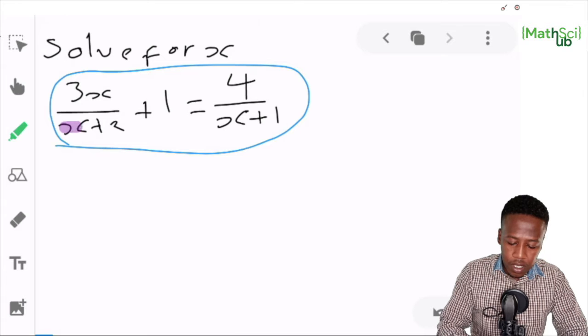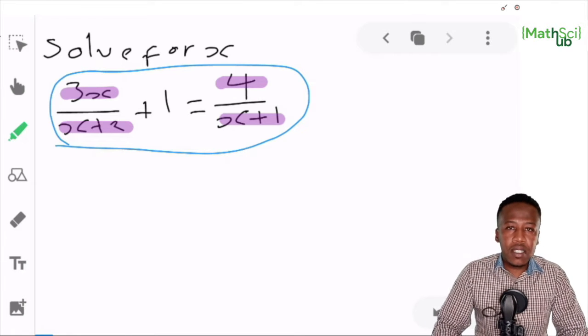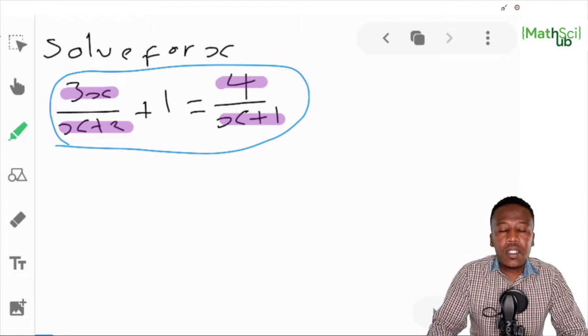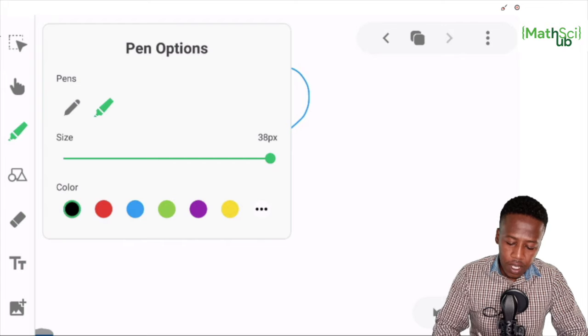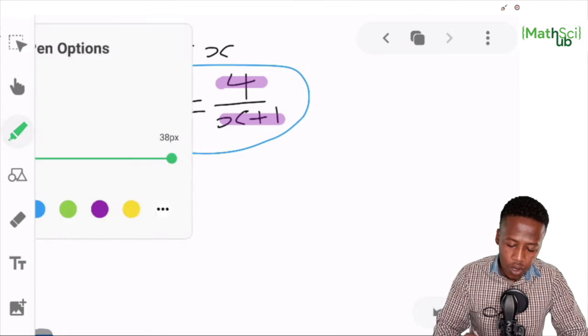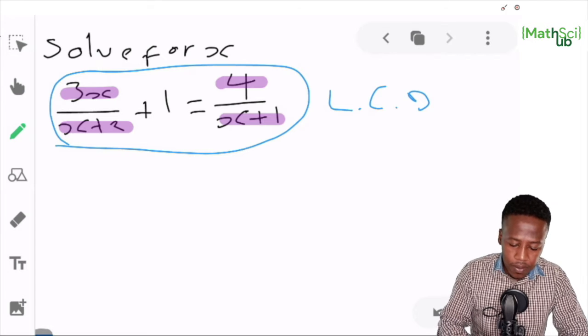Part of our expression is a fraction, right? Now, when we deal with expressions that are fractions, as I think you've been taught, you try to get rid of your denominator. How do you get rid of your denominator? By finding your LCD, the lowest common denominator. Now let's try to tackle this.